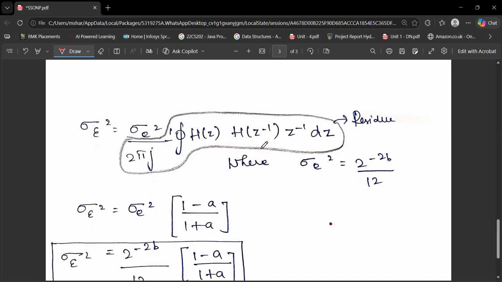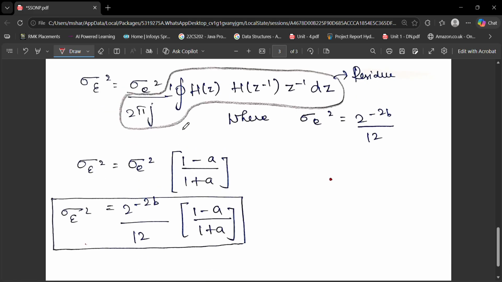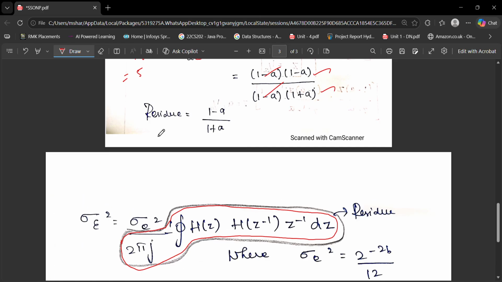This is the equation which we are going to use for calculating steady state output noise power. What you have to notice here is this thing which I have marked. This is the formula for residue. If you can remember it, you dealt with it in first year engineering mathematics. The formula is 1 by 2 pi j into contour integral of h of z inverse into dz. For all this, I have solved it and got the answer as 1 minus a divided by 1 plus a. That is the residue answer.